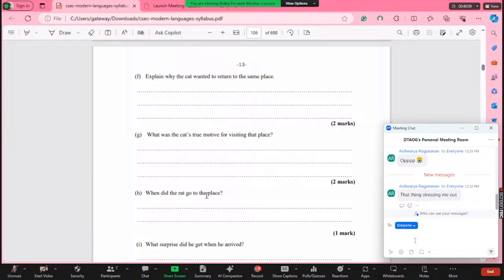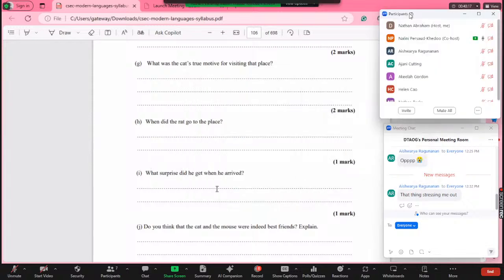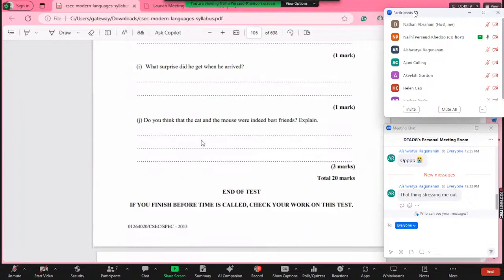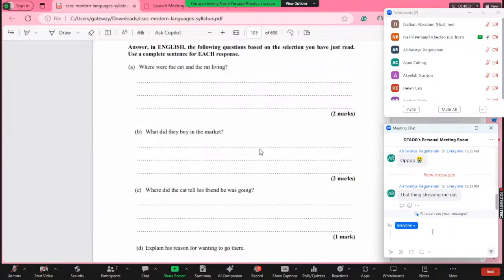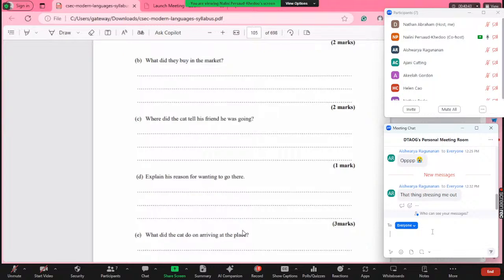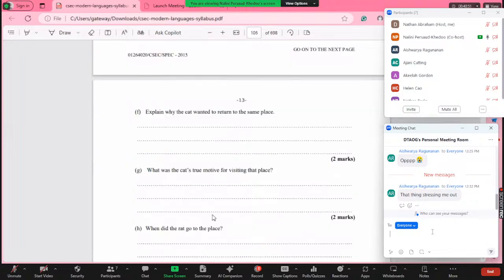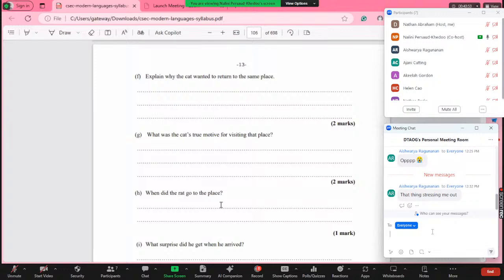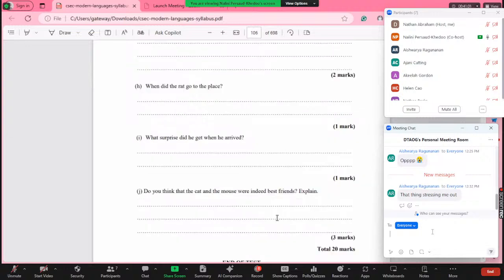When did the rat go to the place? So the cat went and then the rat went after. What surprise did he get when he arrived? So you know that there's something in store. Do you think the cat and the mouse were indeed best friends? Explain. So without even reading a line in this paragraph, you already know that it is about a cat and a rat. They were living at a particular spot. Then they went to the market to buy some things. The cat wanted to go to a particular place for given reasons. Then when he arrived there, something happened. But he still wanted to go back. And then the rat also went to this place. When the rat arrived, something happened. And then you've got to say, okay, do you think they were actually best friends?